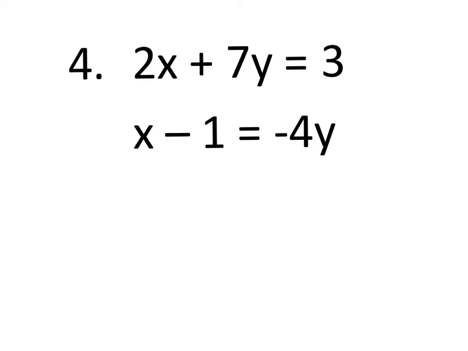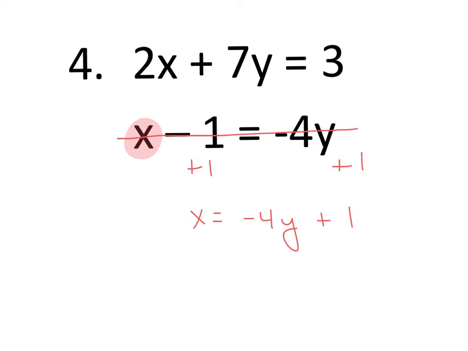So once we do that, we're going to go ahead and isolate this x. We're going to solve for x. We're going to do that by adding 1 over to the other side. So x equals -4y plus 1. Now, once we've done that, go ahead and kind of get rid of this guy. Don't use him again. He's right here. You still have him. He's just written a little different.